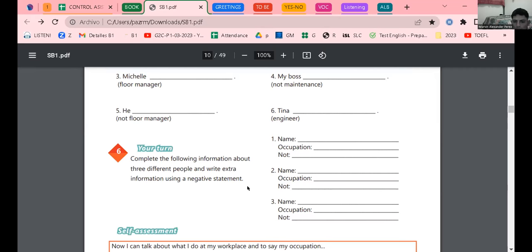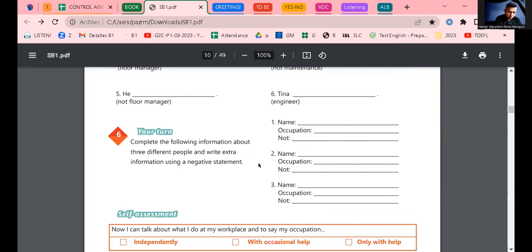Okay, acá. You're going to complete this information about three different people and write extra information using a negative statement. Acá lo vamos a complementar con la información de tres personas. Por ejemplo, pueden elegir ustedes tres personas del trabajo y lo van completando. I'm going to give you an example. Alan, occupation. Mention one occupation.